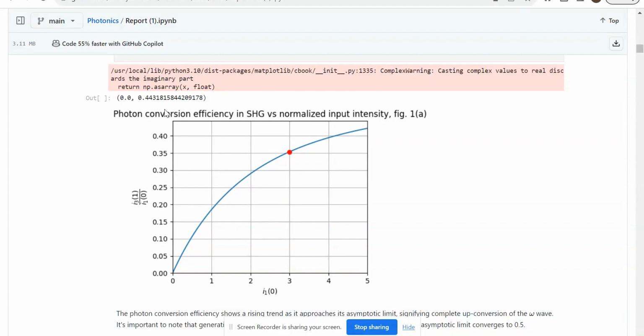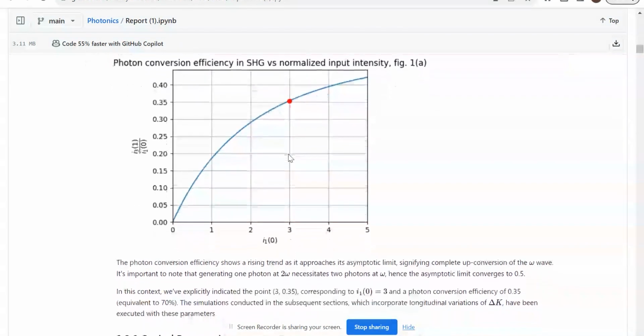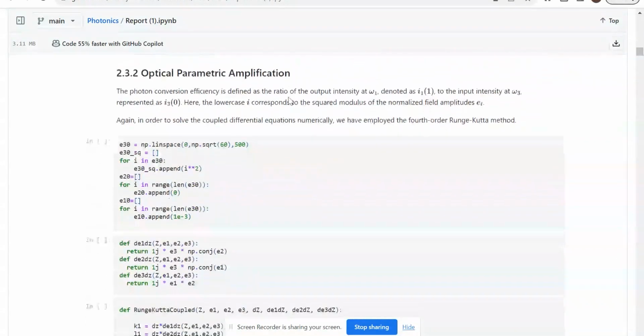Using the quantum picture, you can see that the generation of one photon at 2 omega would require two photons at 1 omega. Thus, this plot is pretty consistent. Further simulations have been performed at I1 of 0 at 3, which corresponds to a photon conversion efficiency of 0.35, which is equivalent to 70%, and thus that has been highlighted on this graph. We can continue on to optical parametric amplification.